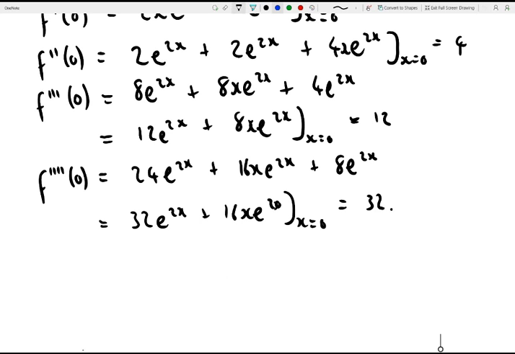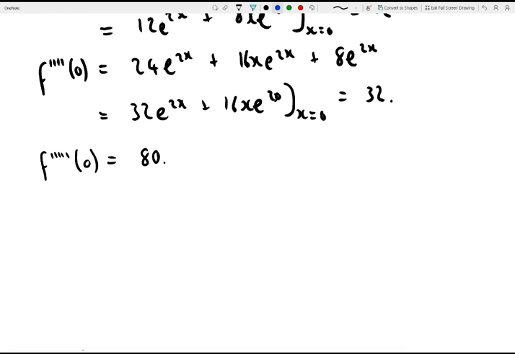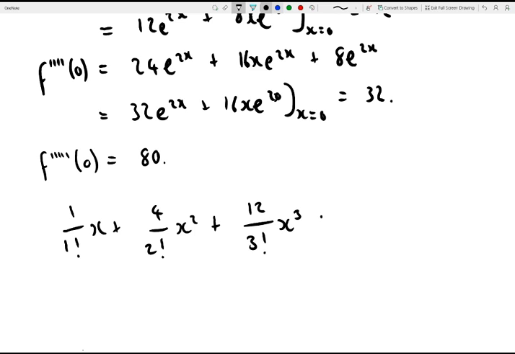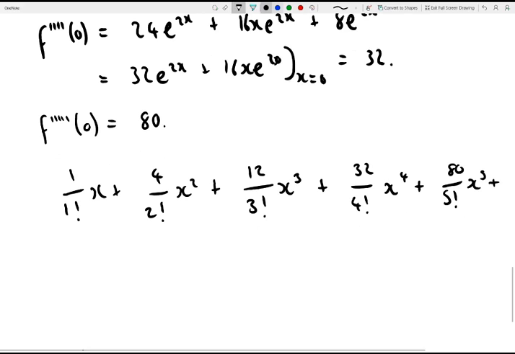Then we can see the pattern, and we can see that the fifth derivative of f at 0 is going to be 80, as it's 2 times 32 plus 16. So we know that the Taylor expansion is going to be 1 over 1 factorial times x plus 4 over 2 factorial times x squared plus 12 over 3 factorial times x cubed plus 32 over 4 factorial times x to the 4 plus 80 over 5 factorial times x to the 5, and that's all we need.